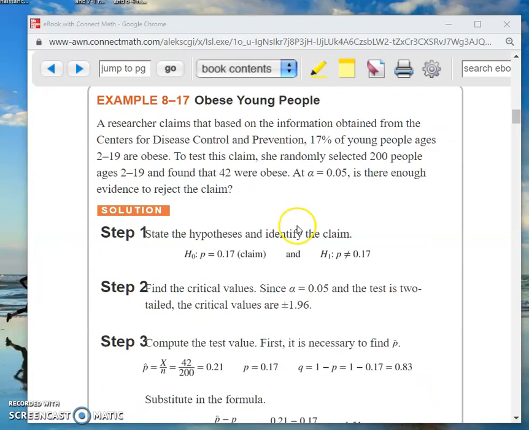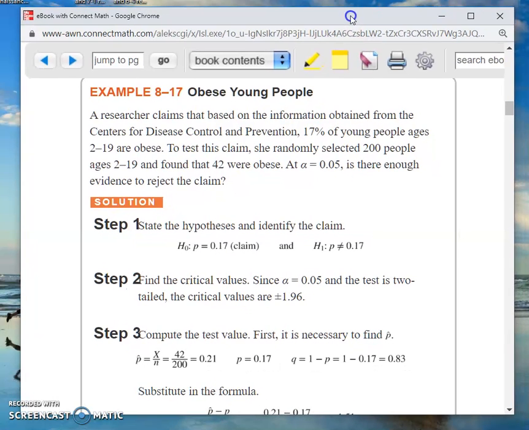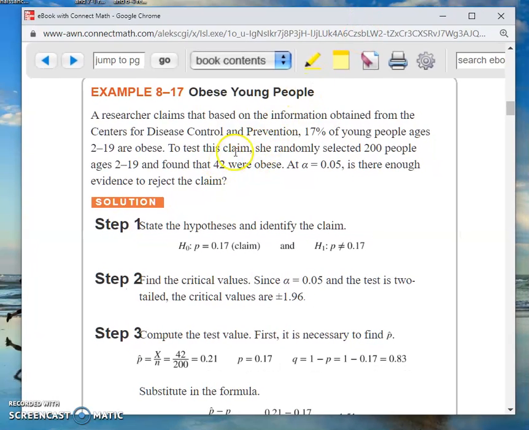So let's take a look at these things. This is talking about something a little bit politically incorrect, talking about obese young people. That's what we call body shaming nowadays. But we could just as easily make it diabetic. We can make it heart conditions. We can make it any number of things, okay?